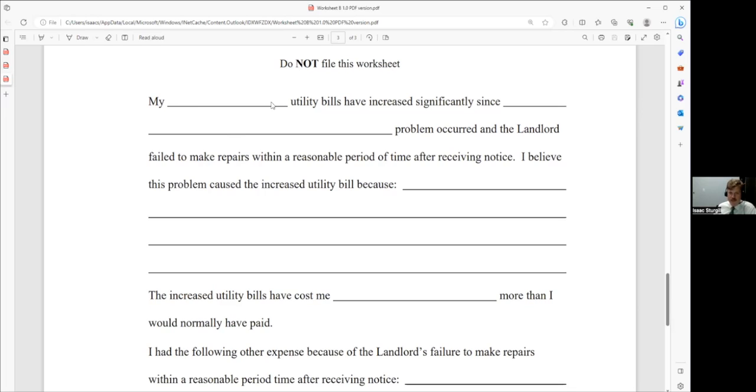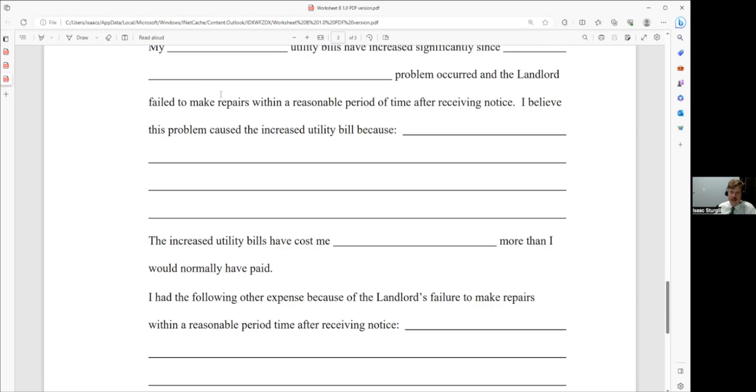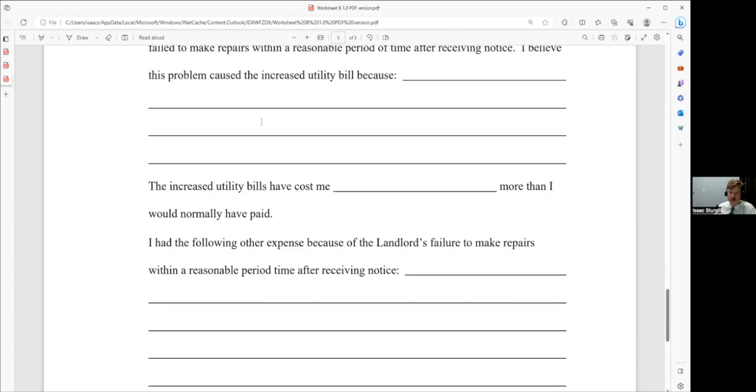So, whatever the utility is, my water utility bill, for example, has increased significantly since, you put the date. You write down what the problem was that occurred, and the landlord failed to make repairs after receiving notice. Then you put down the reason why you think the problem caused the increased utility bill. So in that example, we think the water bill is higher because the pipes were leaking all the time.